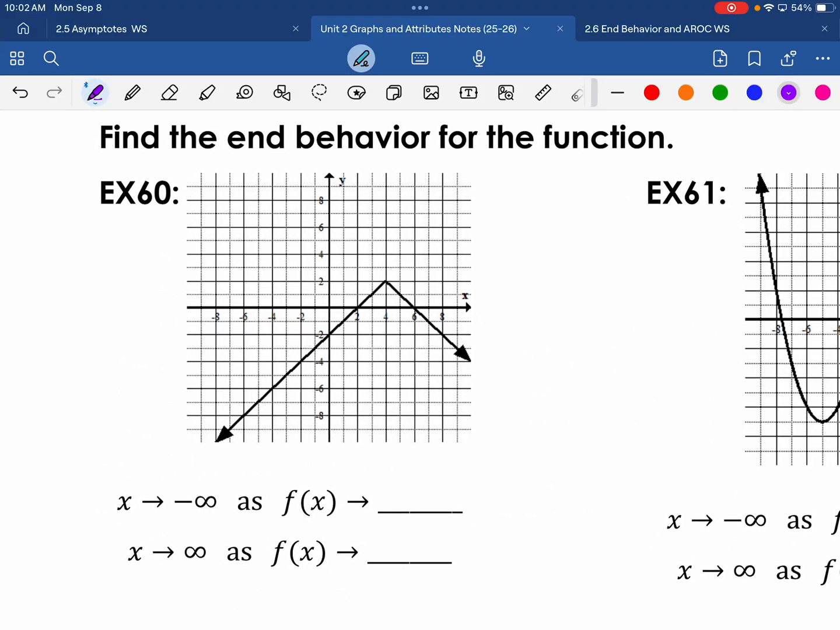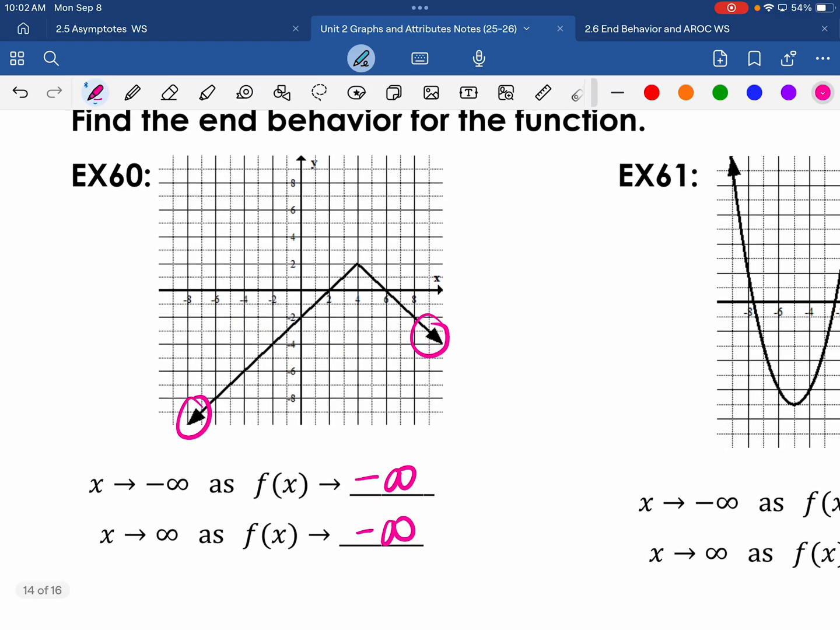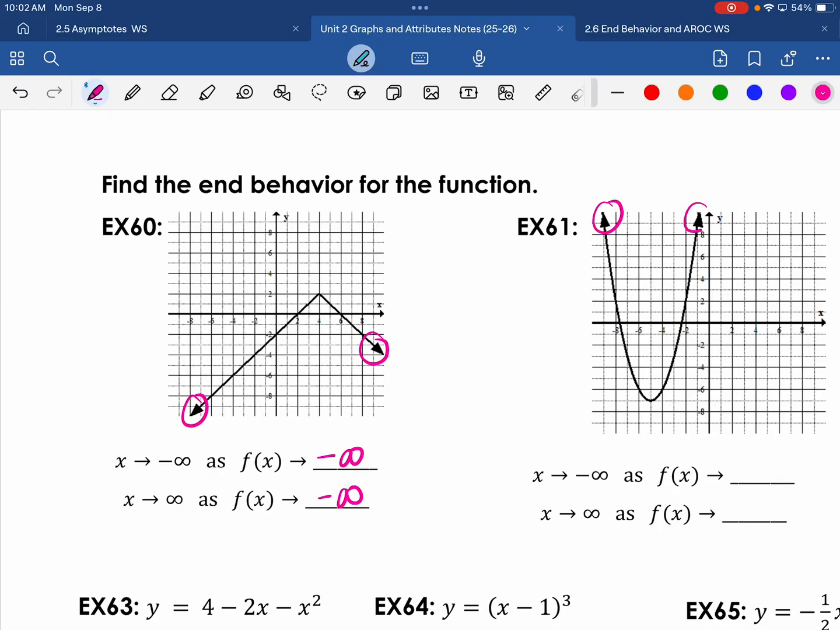All right, so find the end behavior for the function. What are they both doing? Going down. So both of your end behavior is going to be negative infinity, negative infinity. They're both going down, so the ends of your graph are going to go down. What about 61? What are they doing? Both going up, left side and right side.